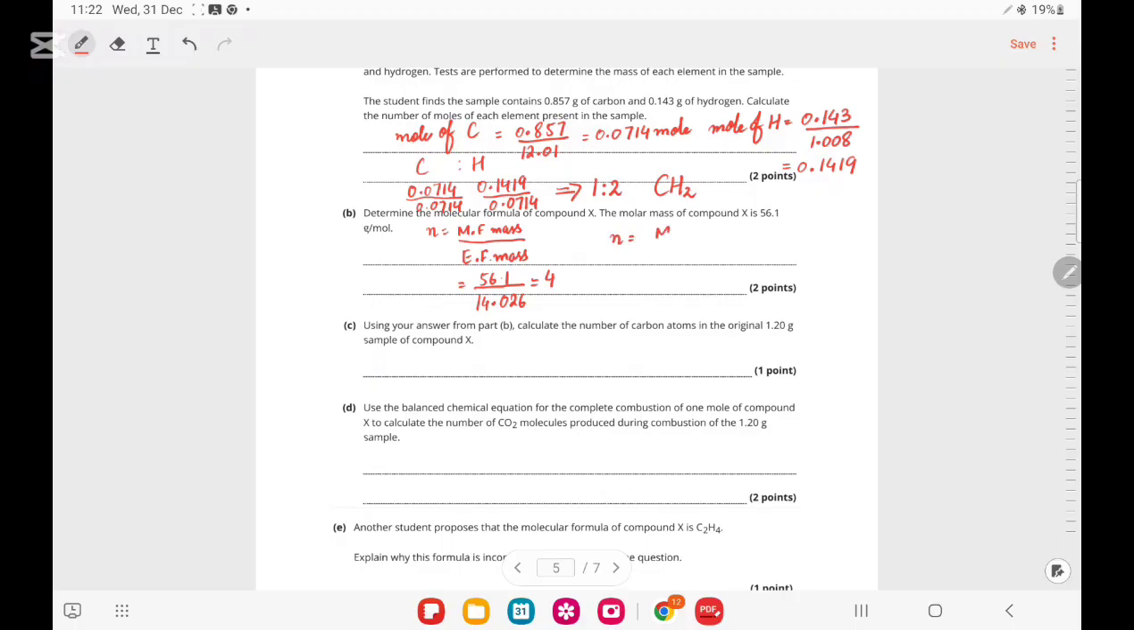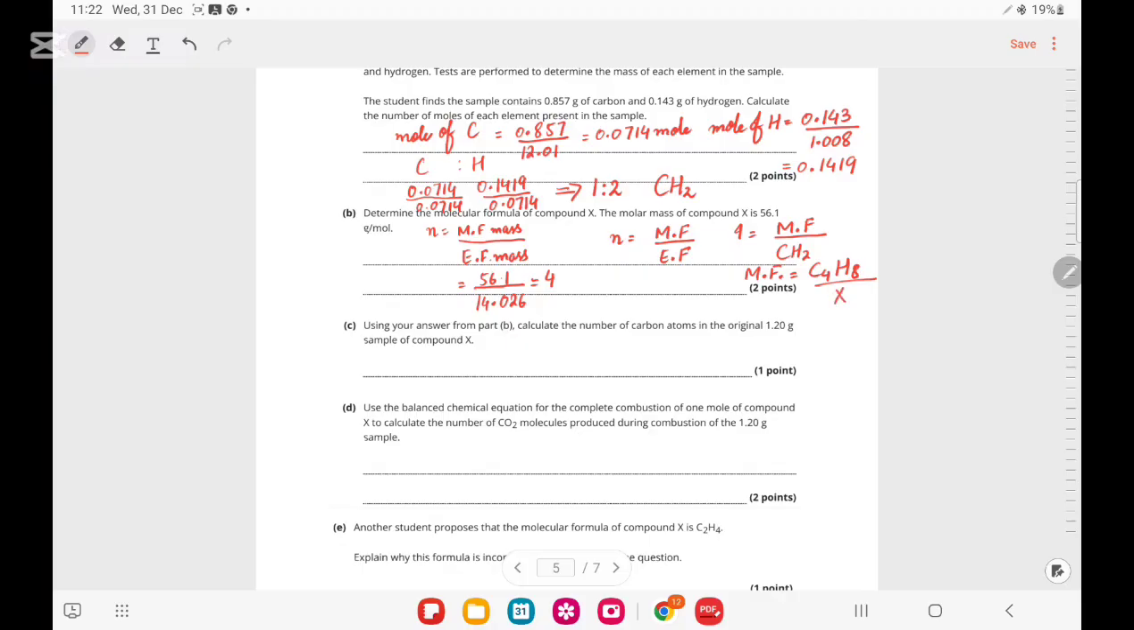Next, the molecular formula is n times the empirical formula. So n is 4 and the empirical formula is CH2 there. So the molecular formula comes out to be C4H8 when 4 is multiplied with the number of atoms. Then they have given us this is the molecular formula. Then they are saying calculate the number of carbon atoms in the original 1.20 gram sample of compound X.